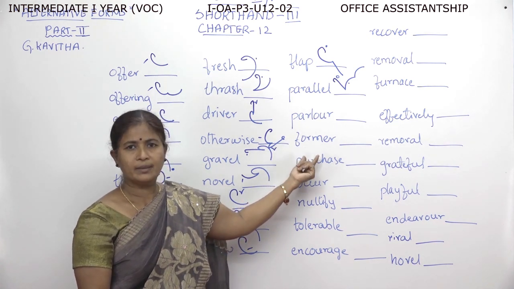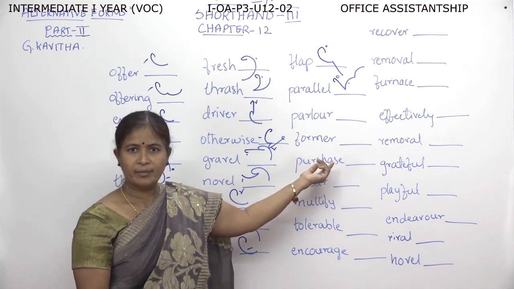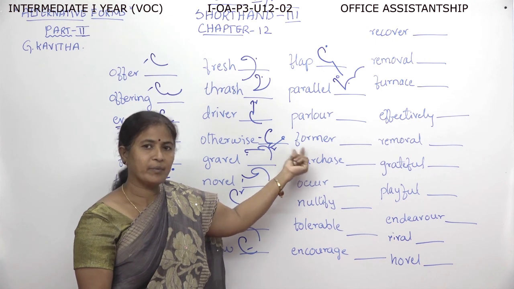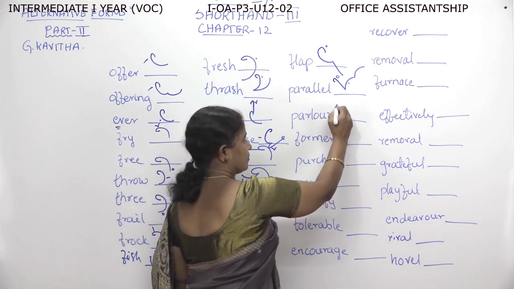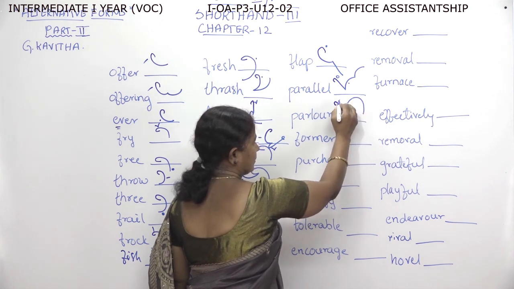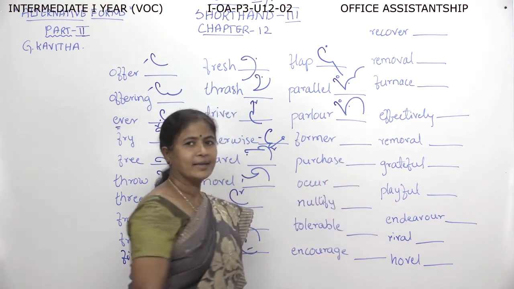Normal stroke. Per, L and R. Now which R do we write here? Downward R. Why? Because there is no vowel after R. Okay. Now par. In between there is a dot vowel. How do we write? Parlor. Par, L and R. Parlor. Ler. After L, light dot vowel.